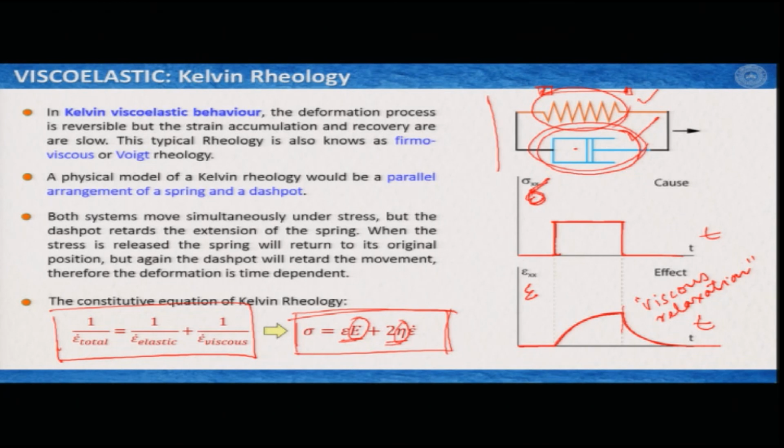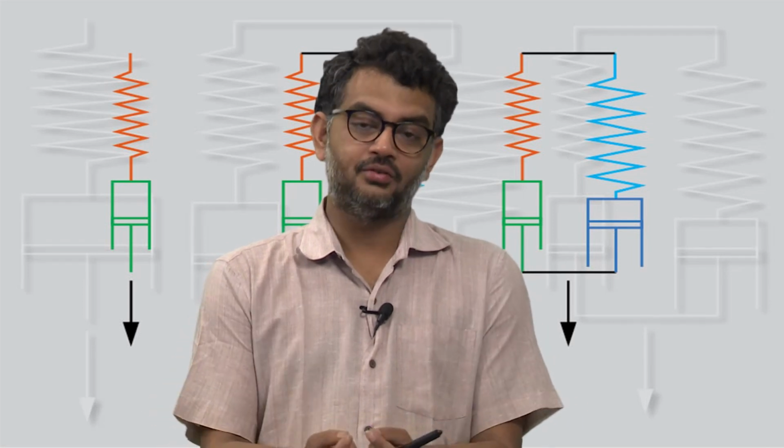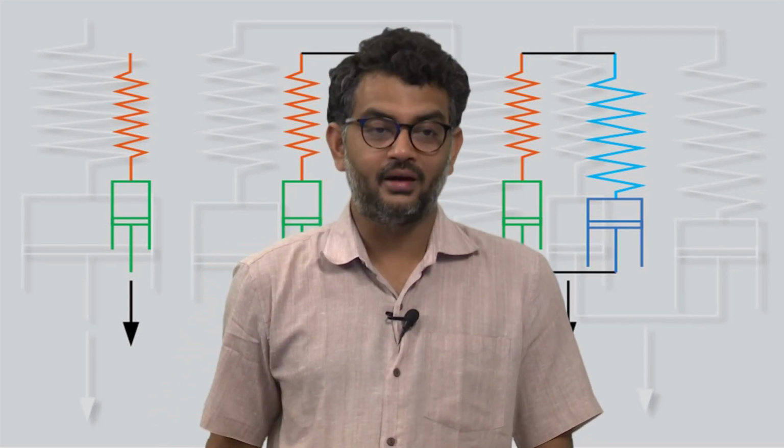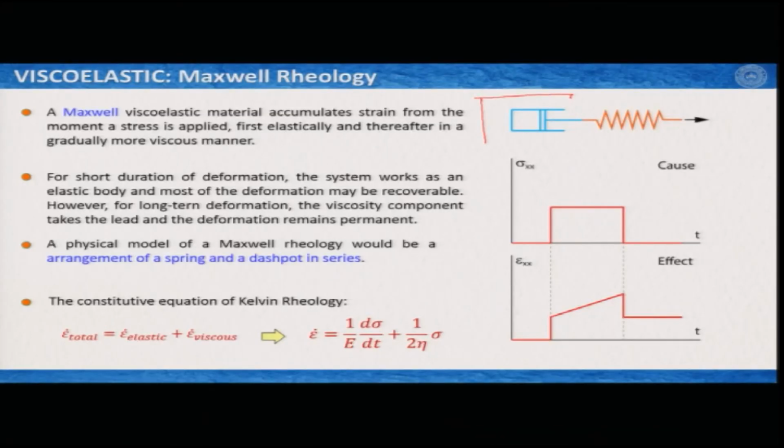What would happen if we add this elastic and viscous elements instead of in parallel, if we add them in series? Then what we get is known as Maxwell rheology. So here we have the viscous element, here we have the elastic element, and they are added in series. A Maxwell viscoelastic material accumulates strain from the moment a stress is applied, because it can deform independently, this spring. The deformation of the spring does not depend initially on the deformation of this viscous element, right.